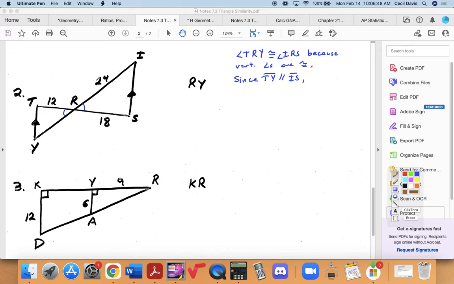Angle Y and angle I. Yeah. Or you could have done angle T and angle S. Angle Y is congruent to angle I by the alternate interior angles theorem. Yep, very good. That stuff from first semester doesn't go away just because we've changed the calendar.